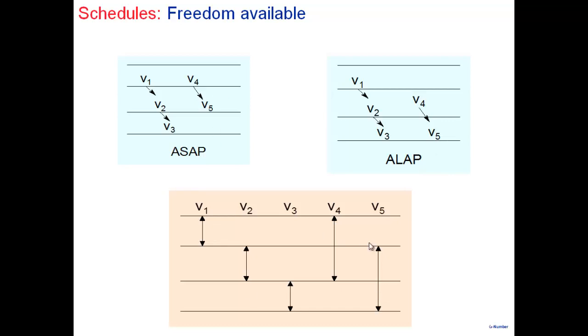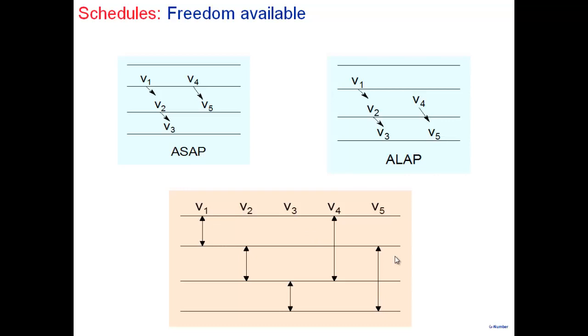So if I construct a chart like this, it tells me what is the freedom available in scheduling. And now I decide. There's no choice here, V1, V2, V3. I have a choice here, V4, and I have a choice here. Okay? So I decide on this basis, should I schedule it here or should I schedule it here? And of course, it will have implications for the other choices also.